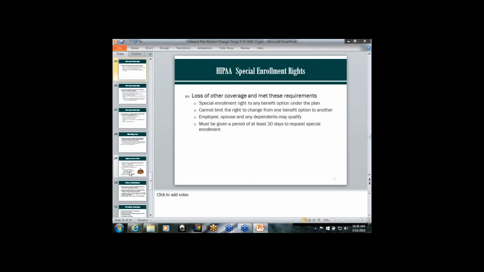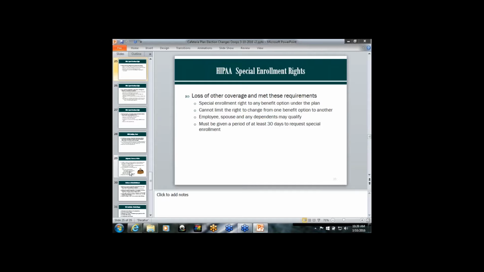So I'm on the plan as an employee. My spouse experiences a loss of coverage, wants to come on our plan, and my spouse says, you may not like that high deductible, but I really like it. So get off the PPO and let's go to the high deductible. They have the right to go ahead and make that change.